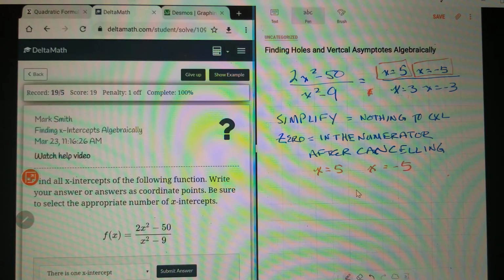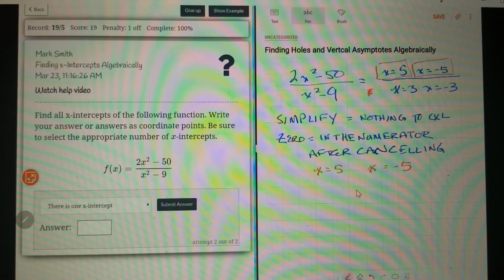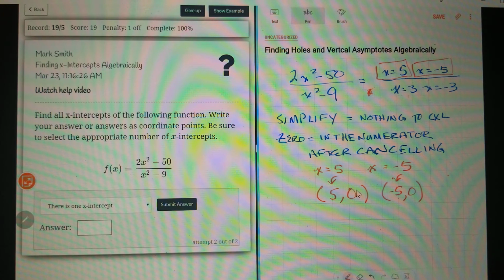We go back to Delta Math. Now, we have to remember that it said write your answer as coordinate points. So x is not a coordinate by itself, but we can make an xy coordinate by putting this x into our coordinate. And because these are zeros, as they're called, that means they are when y is equal to 0. So there's our two answers, negative 5, 0, and 5, 0.